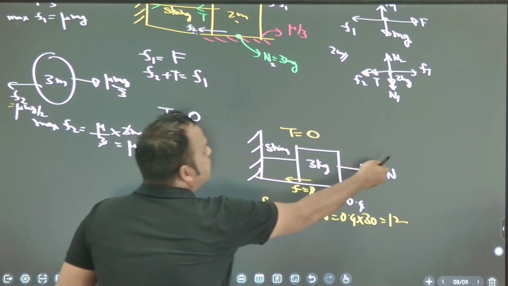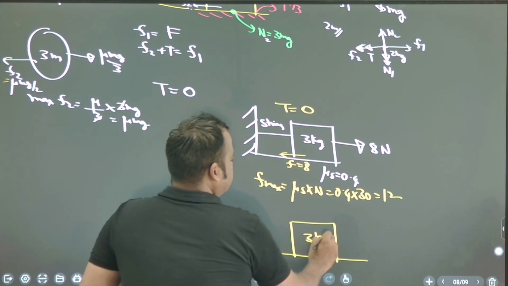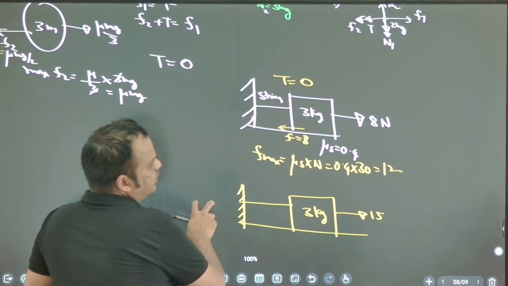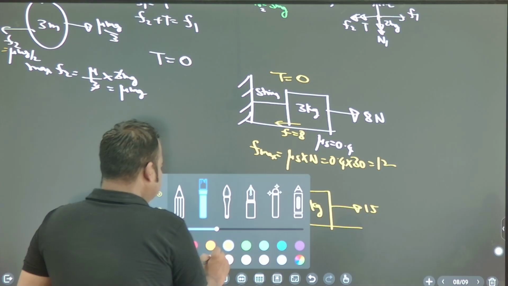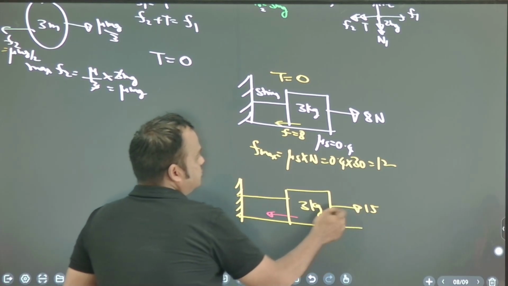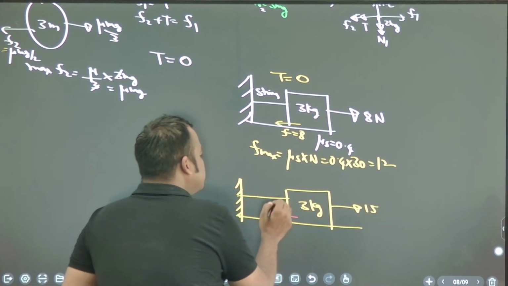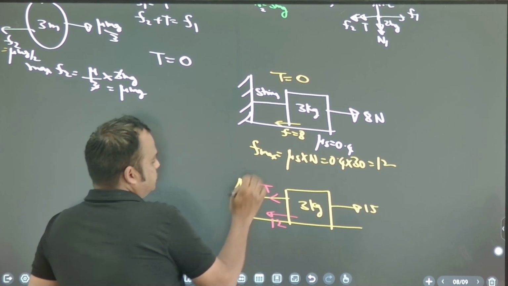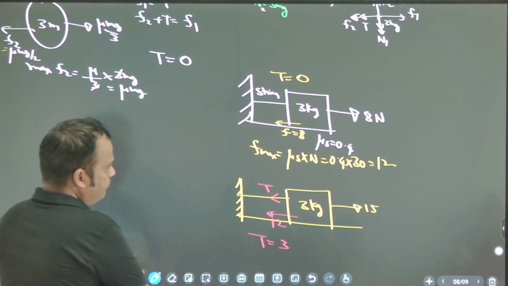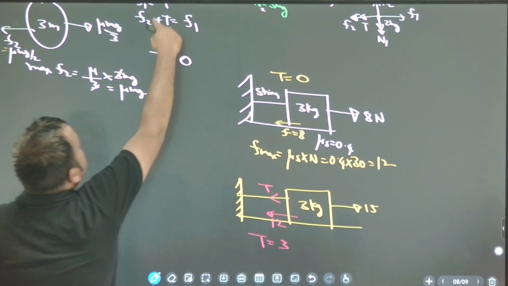What if you exert 15 Newton here? Suppose this is 3 kg and you are exerting 15 Newton. Now tell me, what is the tension? 3 Newton. Correct. Friction will be maximum because you are exerting more than 12. Friction is maximum 12 and you are exerting 15, so the remaining 3 Newton will be the tension. Are you getting it? The same concept applies here also.